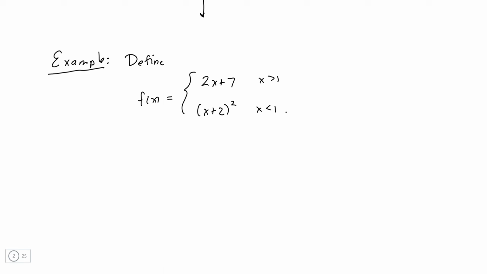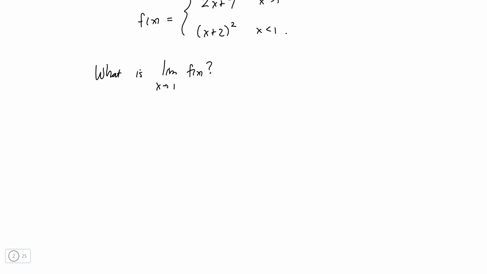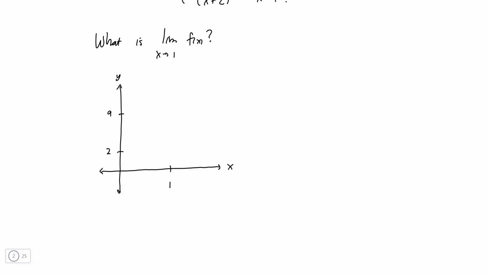And we can ask, what's the limit as x goes to 1 of f of x, if it exists? So in this case, let's start out with our picture, and then we'll look at values afterwards. So I'm interested in here at 1. There'll be a few values here that are important. So we'll fill those in.